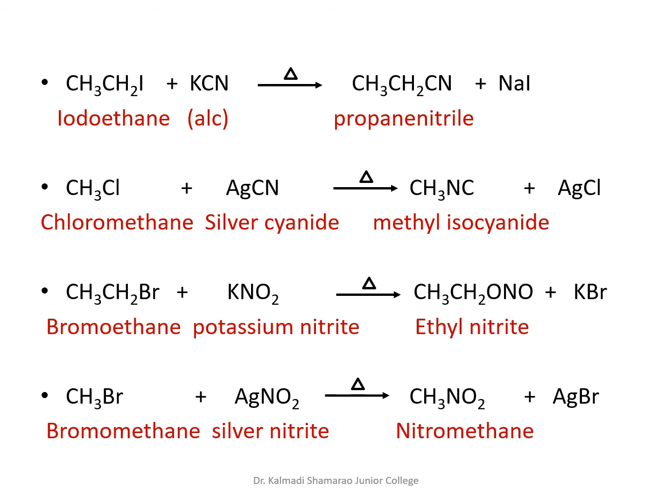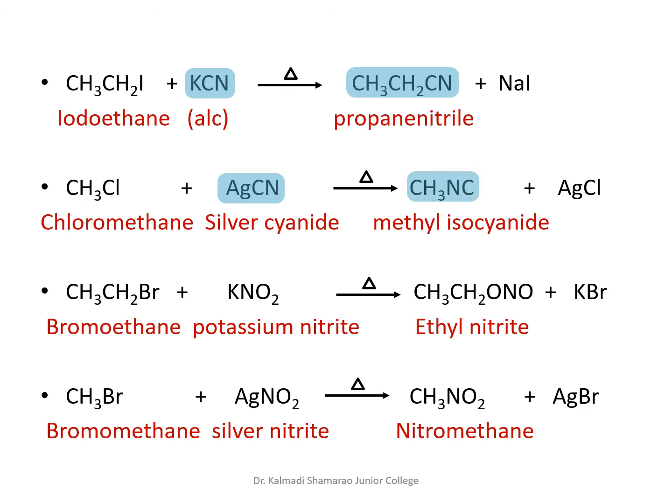When an ionic compound KCN reacts with alkyl halide, attack takes place through carbon and alkyl cyanide is formed. But when a covalent compound AgCN reacts with alkyl halide, attack occurs through nitrogen and alkyl isocyanide is formed.